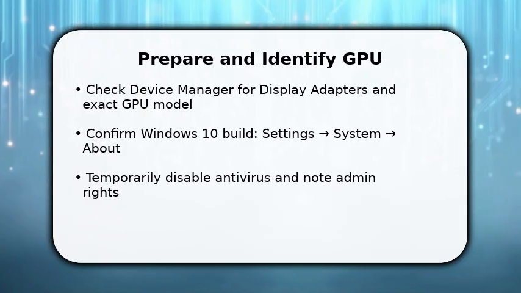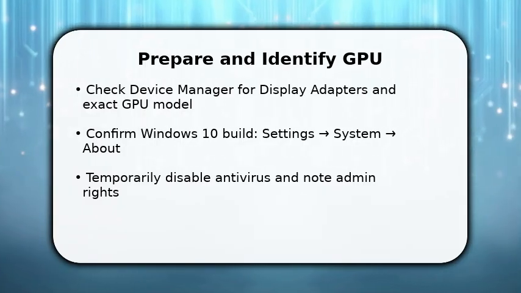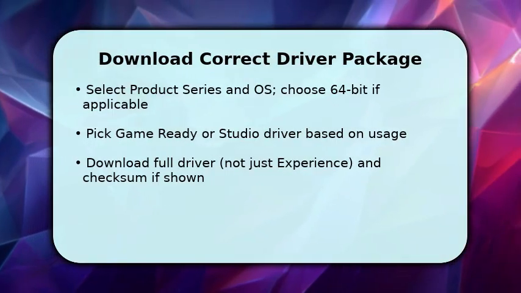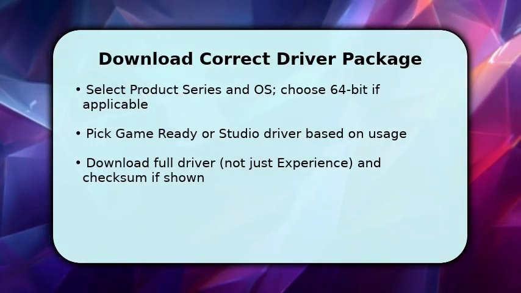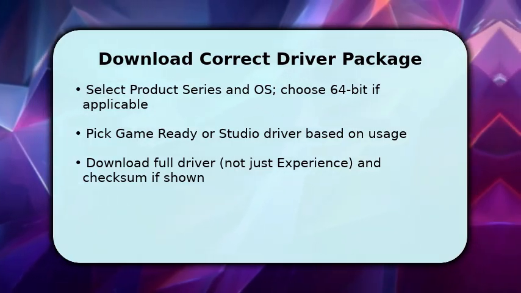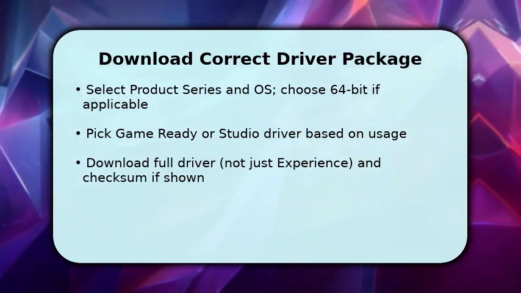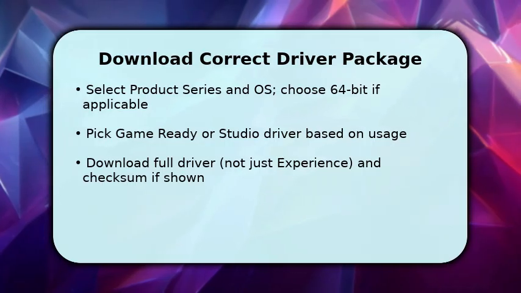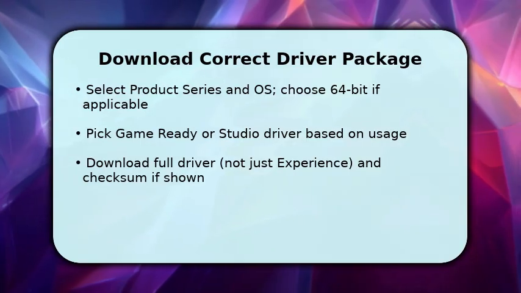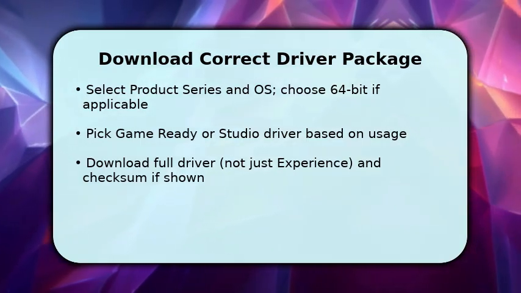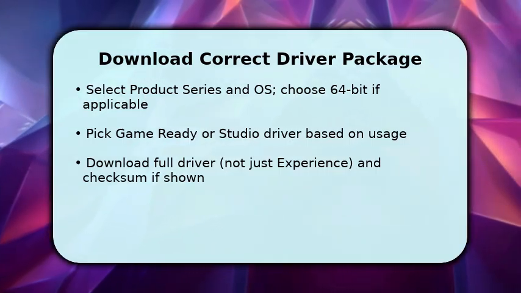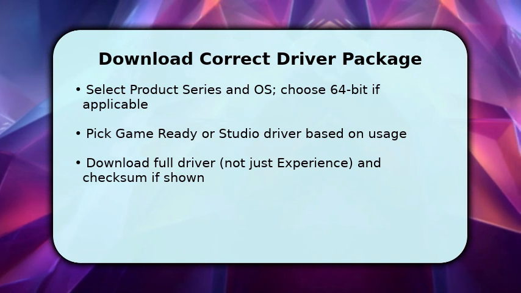Next, you choose and download the proper Nvidia driver. Pick the exact product series, model, and Windows 10 64-bit or 32-bit as required. Mismatches cause failures. Decide Game Ready for gaming or Studio for creative apps because each is optimized differently. Once you choose, download the full driver package rather than a small updater. That reduces issues. Make sure the file size matches the listed download size and note any checksum shown so you can verify integrity if the installer later complains.